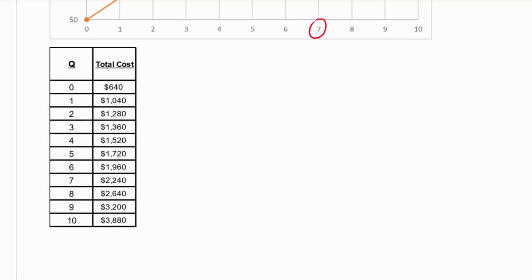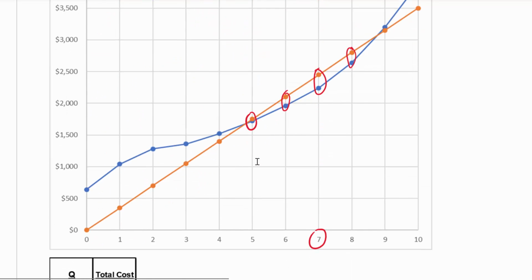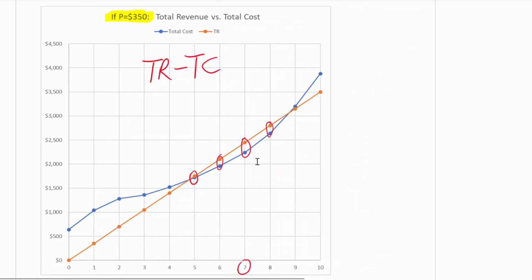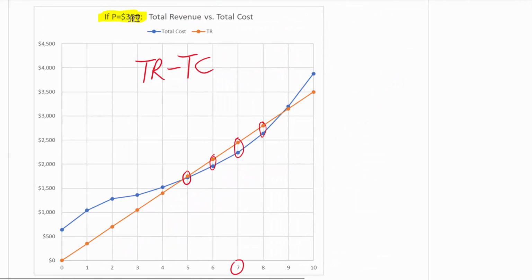We looked at this total cost table here, where a perfectly competitive firm could produce 0 through 10 units of output, and this is their total cost. And we briefly looked at a graph of total cost and total revenue, assuming that the market price is $350. We briefly looked at how a pure competition firm could try to choose how many units of output they should produce in order to maximize their profits. And we said it looked like around 7 when the price is $350.